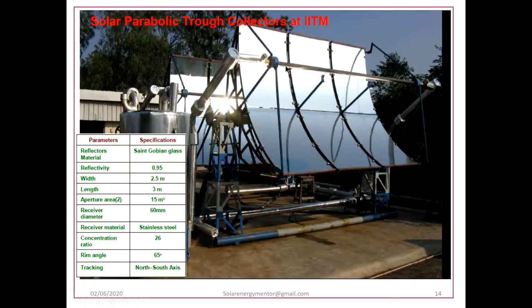The receiver diameter is 65 millimeters. Here is the receiver at the focus. The receiver material is stainless steel. The concentration ratio is 26, that is, the aperture area divided by the receiver area is 26. The rim angle is 65 degrees. We will discuss that when we study the optical analysis of parabolic trough concentrators. The rim angle is the angle connecting the focus, the extreme edge, and the center line of this parabolic trough. Tracking is north-south axis tracking.